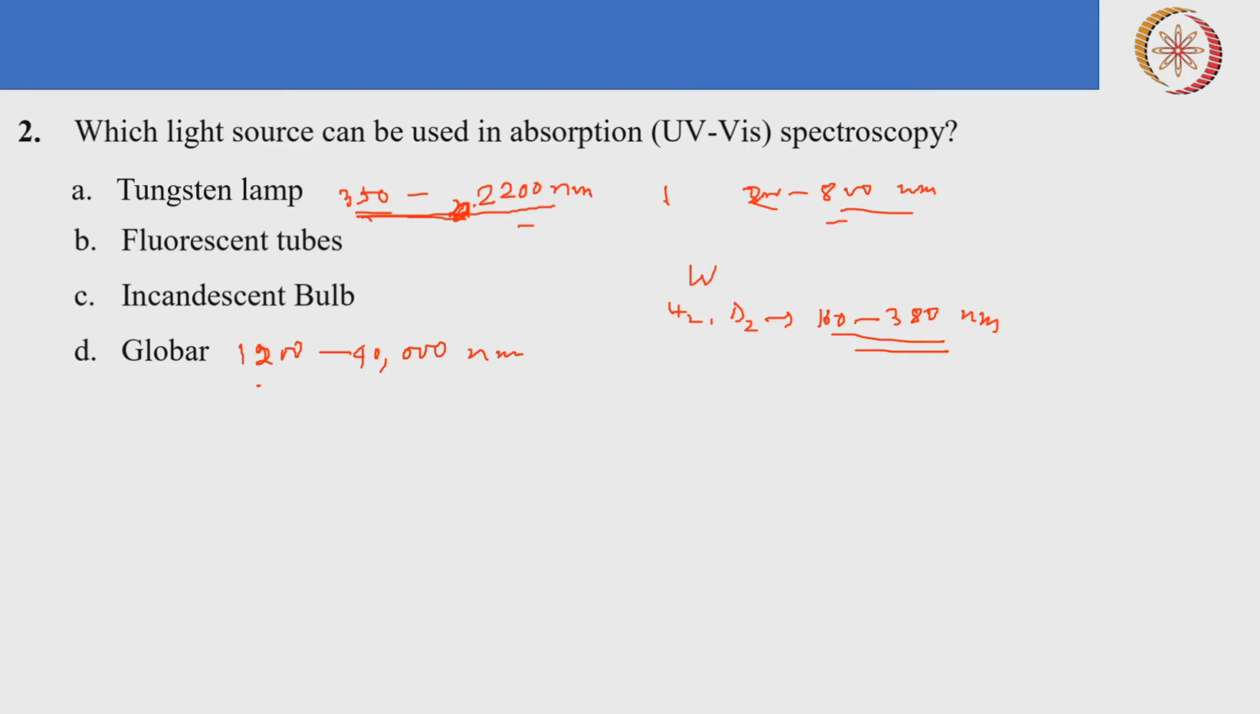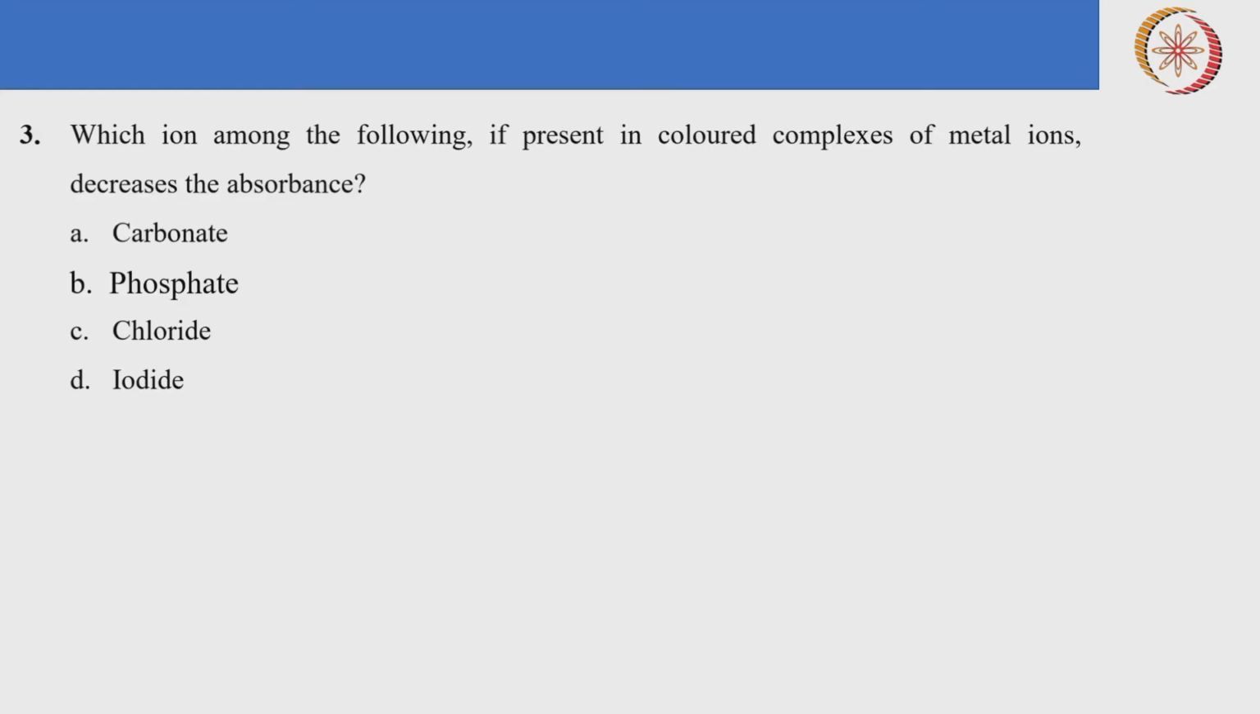So in the UV visible spectrometer, one light source is tungsten and another is deuterium. These two can cover the range from 200 to 800 nanometer. So the answer is A.